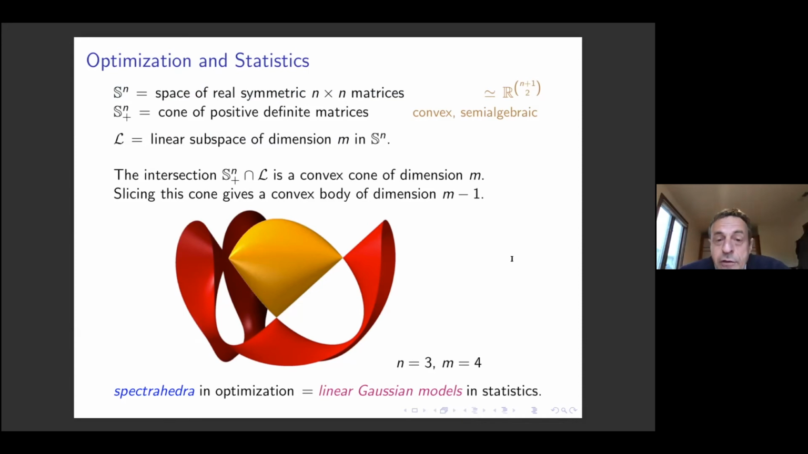Now, the boundary of this convex body is a cubic surface. So this picture really is a cubic surface because the determinant of a symmetric 3x3 matrix is a cubic polynomial. This is a singular cubic surface in three space. It has four singular points. It's known as Cayley's cubic surface or the Cayley symmetroid.